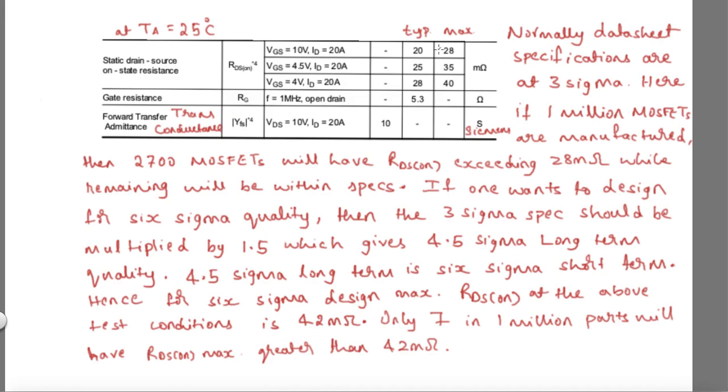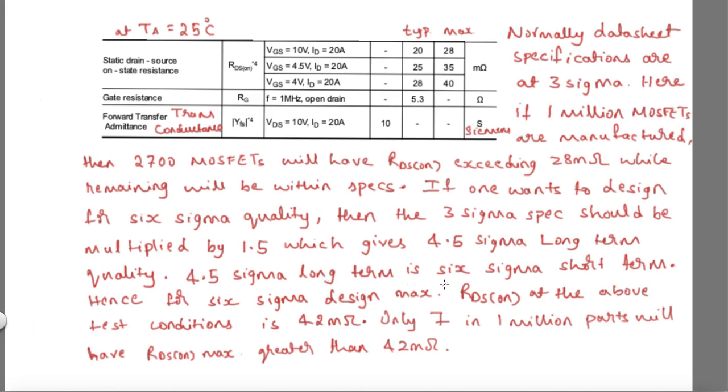Here the datasheet has specified typical and maximum. Normally datasheet specifications are at 3 sigma, so the minimum and maximum will be statistical data, which means if 1 million MOSFETs are manufactured, then 2700 MOSFETs will have RDS(on) exceeding 28 milliohms, while the remaining will be within specs. If one wants to design for 6 sigma quality, then the 3 sigma spec should be multiplied by 1.5, which gives 4.5 sigma long term quality.